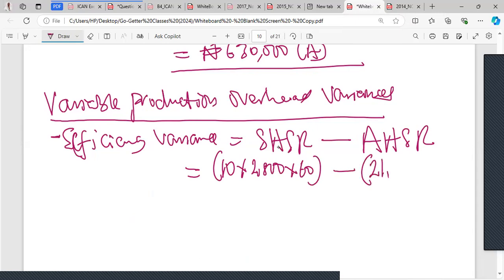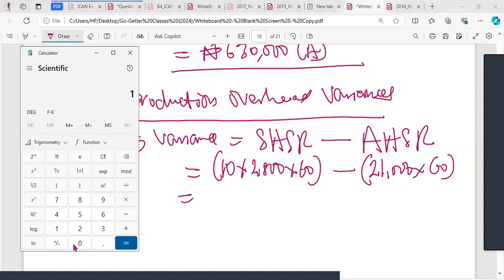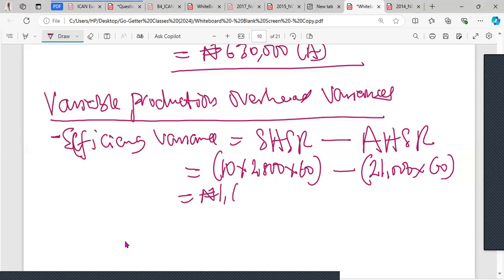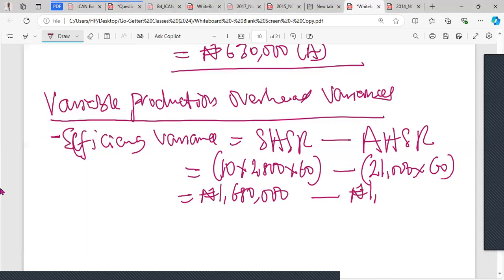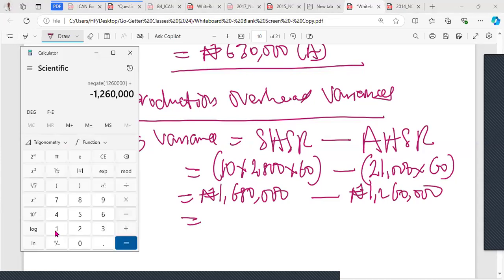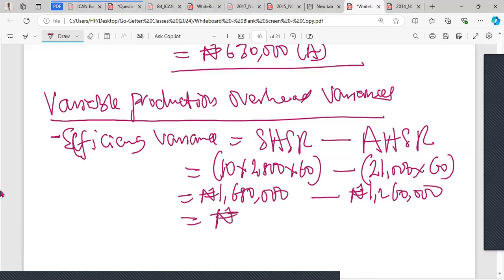Actual hours, we had 21,000, standard rate is 60. So what we have here is 10 multiplied by 2,800 multiplied by 60. That gives me 1,680,000 minus 21,000 multiplied by 60, 1,260,000. If I take away 1,260,000 from 1,680,000, that gives me 420,000 favorable.